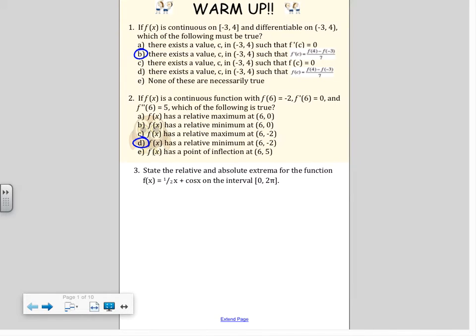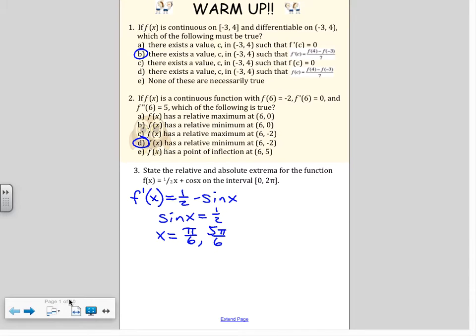Our last problem is a little bit more time consuming. We need to find the relative and absolute extrema for this function. So the first thing I'm going to do is find the first derivative, which is 1/2 minus sine x. If we find our critical numbers, which are the values where sine x equals 1/2, we get x is pi over 6 and 5 pi over 6. Now to find the absolute extrema, you're going to want to test your critical numbers and your endpoints. Let's go ahead and do that first.